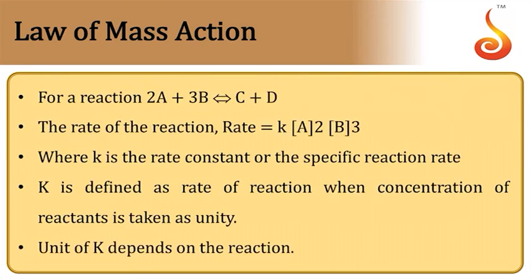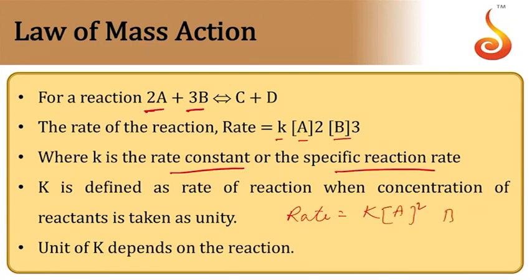Now, for a reaction 2A plus 3B giving rise to C plus D, according to the law of mass action, the rate can be given as K into [A]^2 [B]^3. These two are the coefficients here, where K is the rate constant or the specific rate of a reaction. Now here, the specific rate can be defined as follows: rate is given as rate constant into [A]^2 into [B]^3.